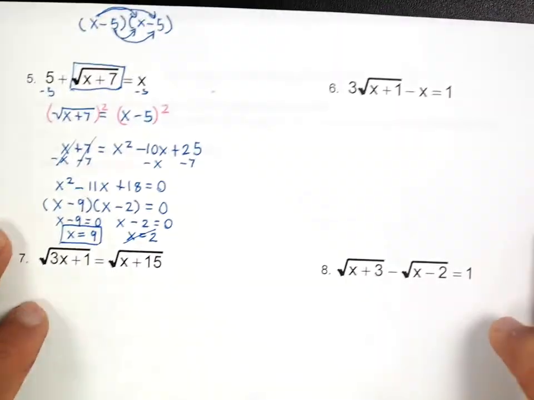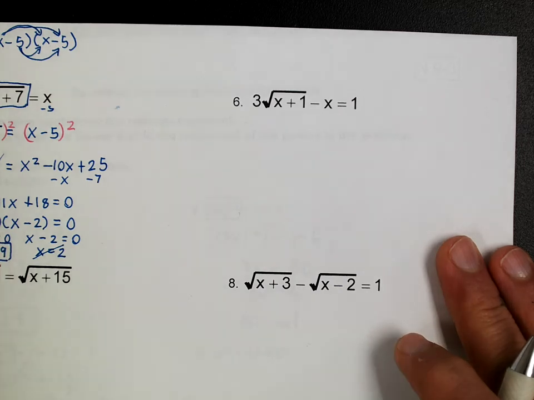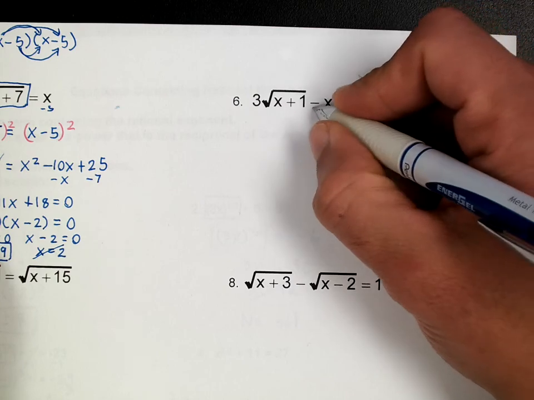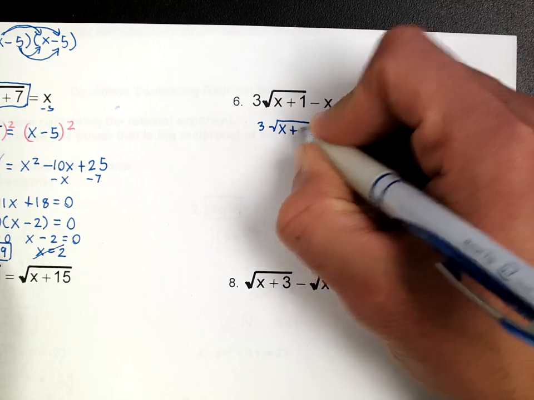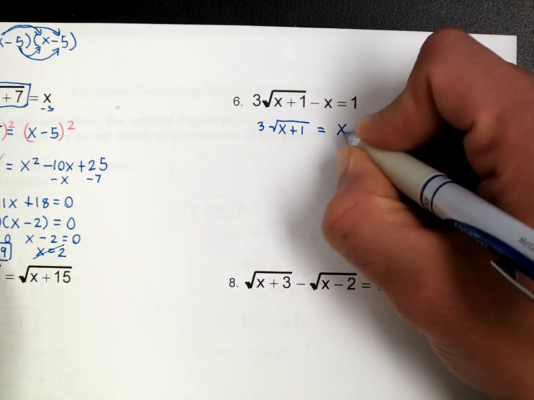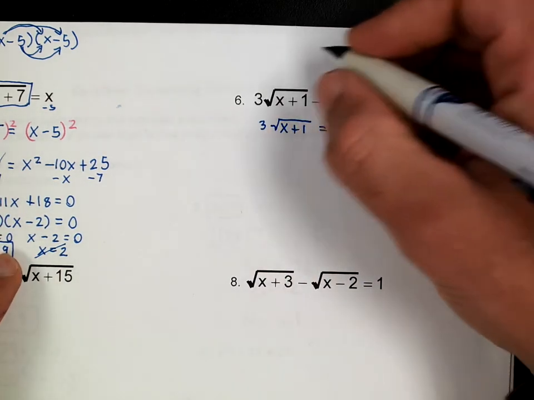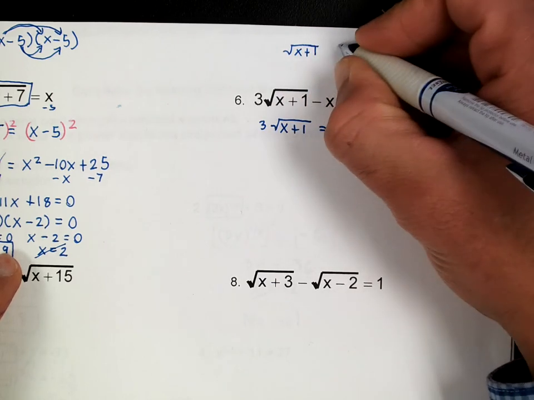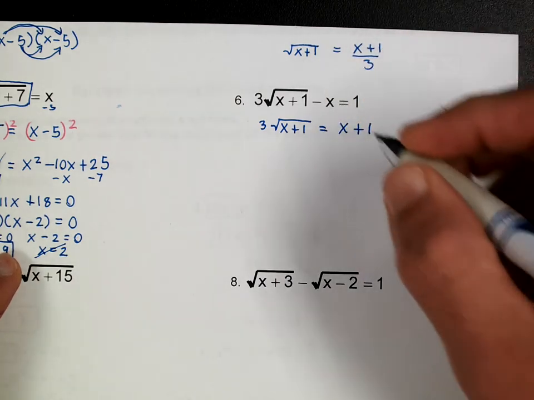All right, let's go ahead and move on to number 6. Again, same idea. We're going to try to isolate the radical. We're going to start off by adding x to this side. So I'm going to end up with 3 square root of x plus 1 is equal to x plus 1 here. Yes, you can divide both sides by 3, and if you do, you would end up with x plus 1 over 3, and then you would have to square both sides.